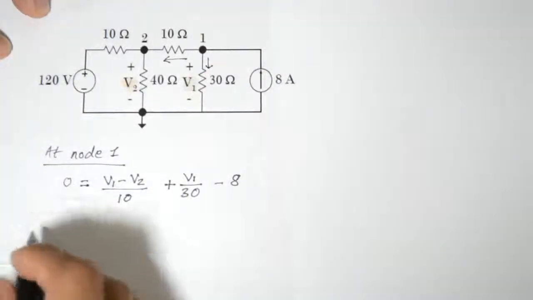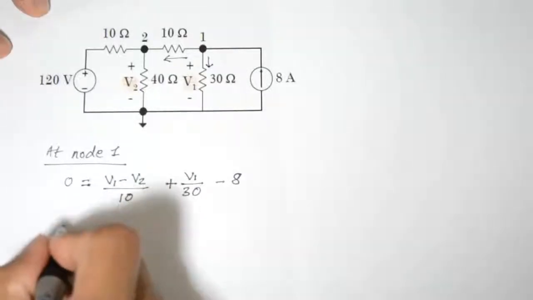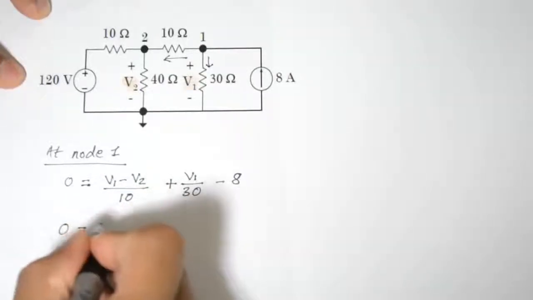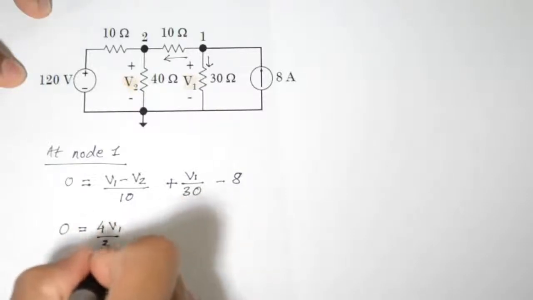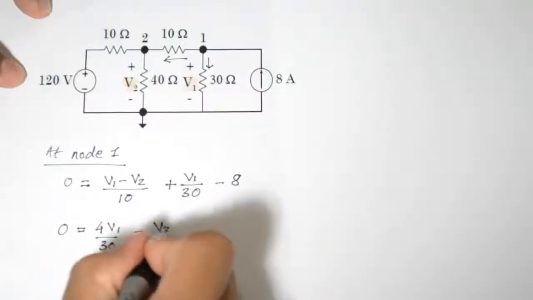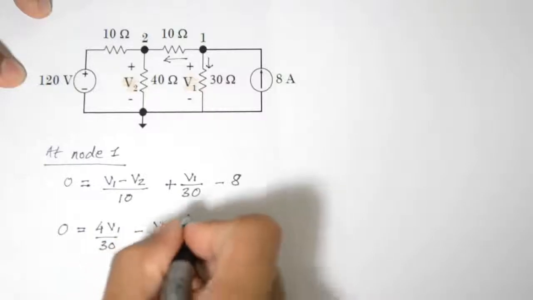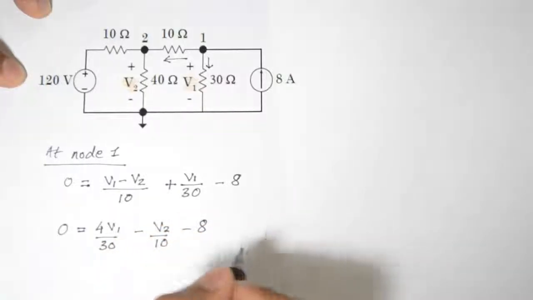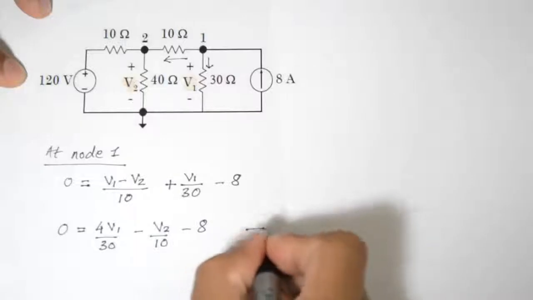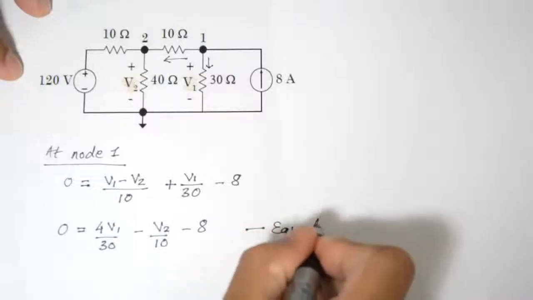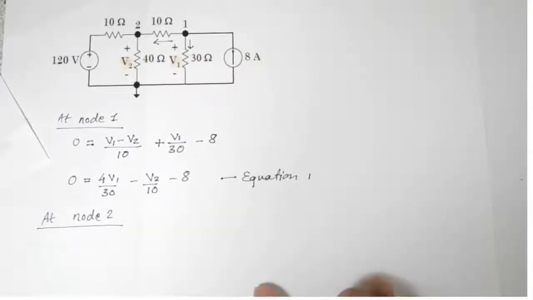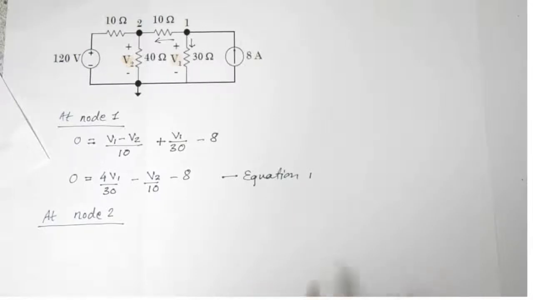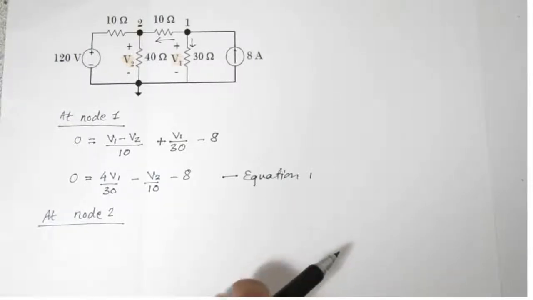Okay, so if we go ahead and rearrange it, we get 0 equals 4V1 by 30 minus V2 by 10 minus 8. This is our first equation. Okay, and now for our second equation, because we need two equations to solve our circuit for V1 and V2. Now we take a look at node 2.